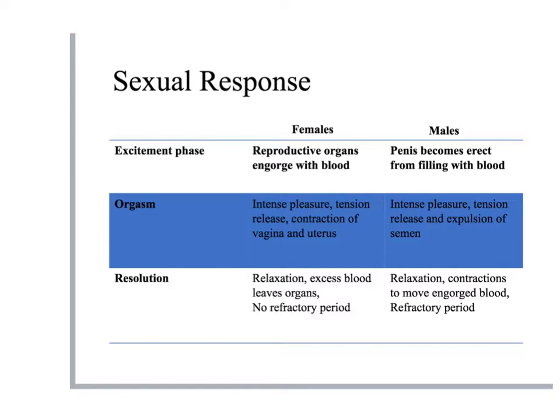Okay? And then after that, we have the orgasm phase. It includes intense pleasure, tension and release, and contraction of the vagina and uterus in females. Similar in males, except there's also the expulsion of semen, caused by contraction of muscles in the male reproductive system. And then resolution. Afterwards, relaxation, and the excess blood leaves the organs. In females, there's no refractory period, so things can continue. In males, there is a refractory period where there's no additional response.